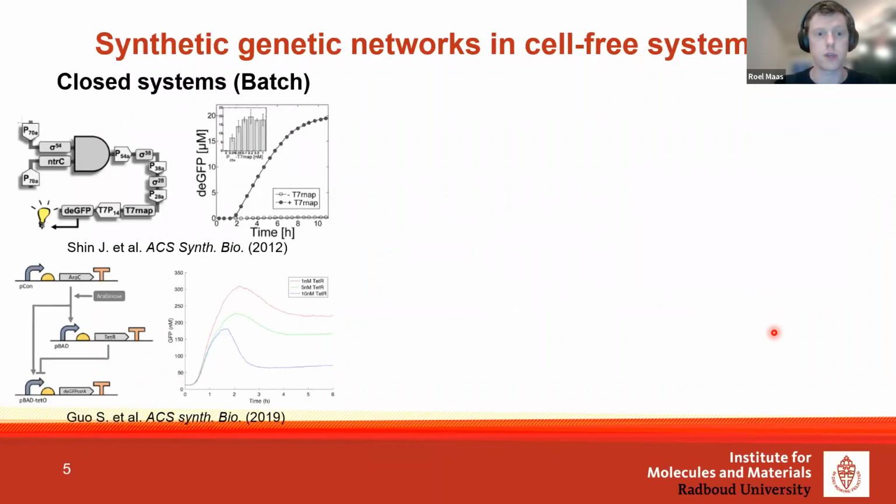Of course, we're not the first ones to work with synthetic genetic networks. There has been quite a lot of work already put into this, and most of the work up to now has been done in closed systems, which we call batch systems. Those batch systems are closed. This means that there is a limited amount of nutrients in the system. But although it's a closed system, there has been a lot of work put into this.